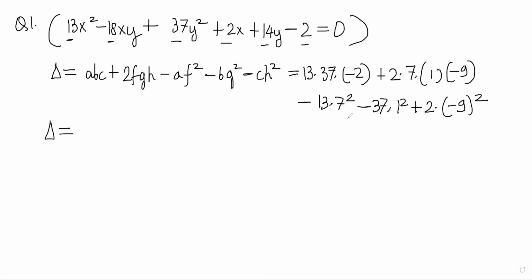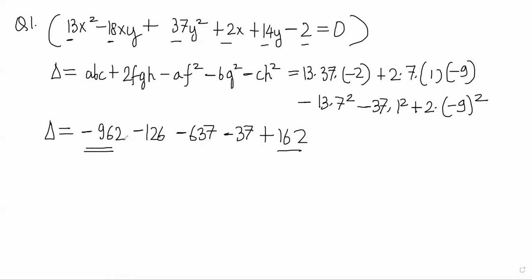You are getting a lot of negative values. This becomes minus 962. Then you have a minus 126, minus 637, minus 37, plus 162, right? So plus 162 and minus 962 is minus 800. And this is again minus 674. And this is minus 1, minus 800. So this is minus 1600. Our del is coming as minus 1600.